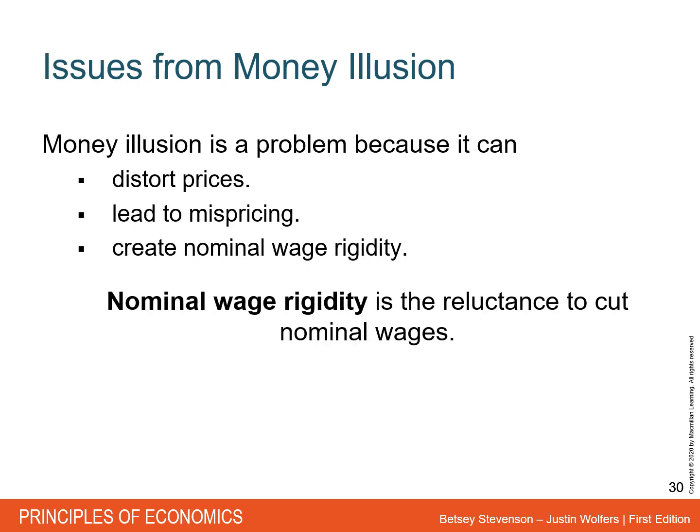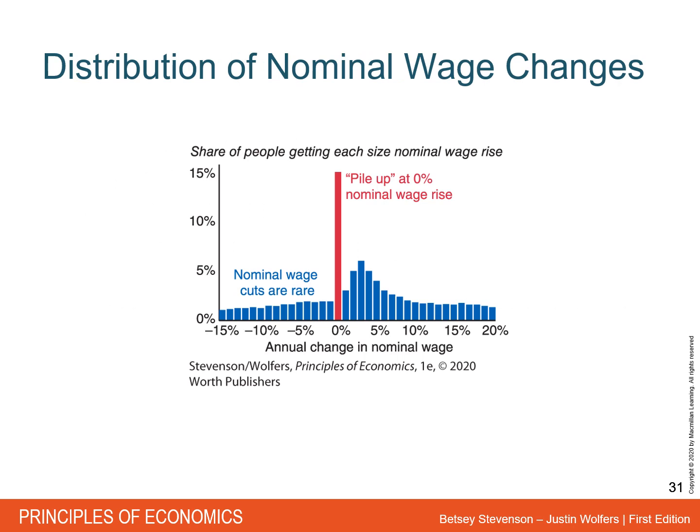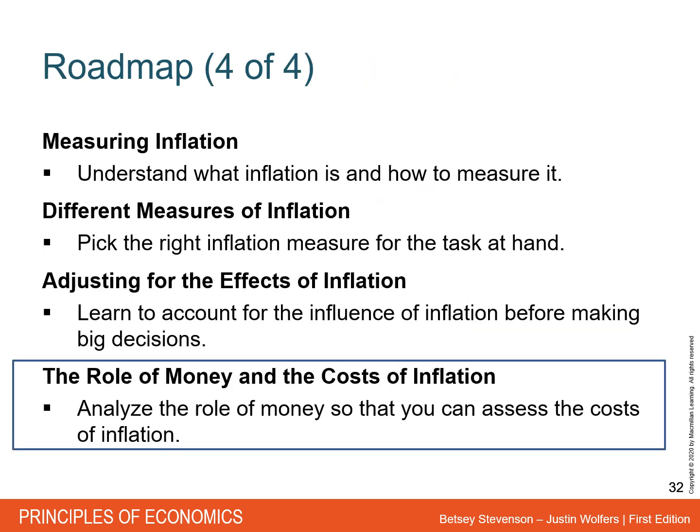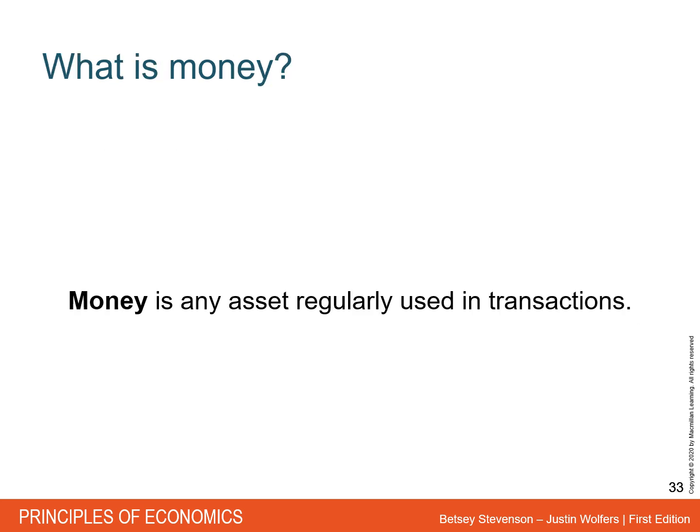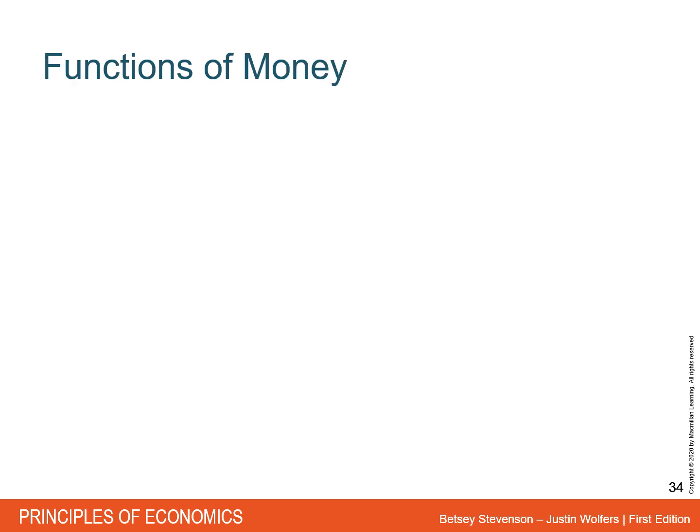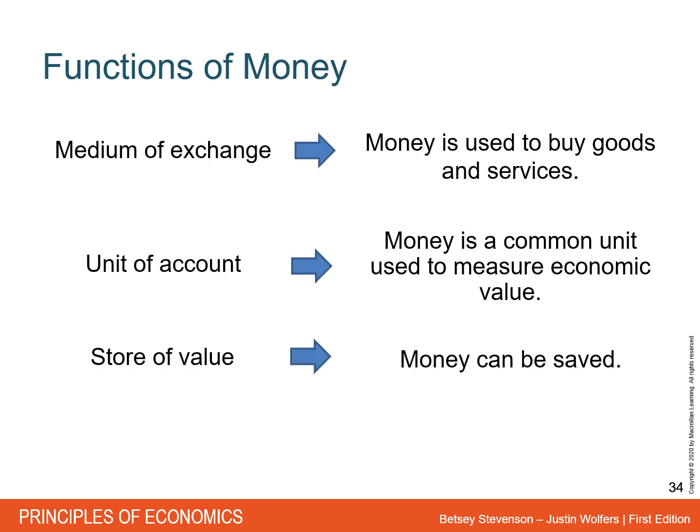All right, so we'll talk about this. Now that's the last part. Let's talk about what is money and then the cost of it. Money is any asset that has a value and can be used in a transaction. That's called money. There are three functions: medium of exchange, unit of account, and store of value.